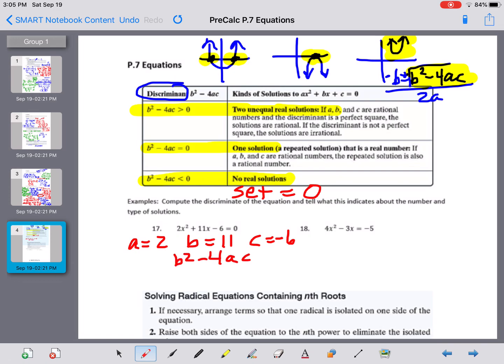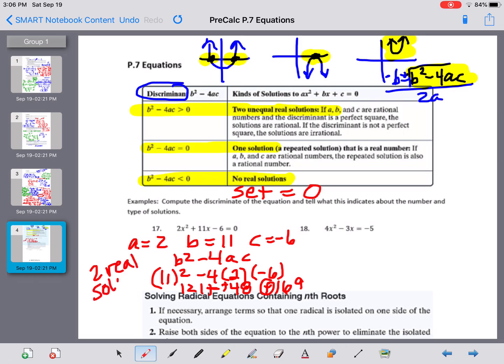I'm not going to do the whole thing. So I get 11 squared minus 4 times the A of 2 times the C of negative 6. 121 minus, and 4 times 2 is 8 times 6 is 48, and it's a negative 48. Well, I can tell already, and I'm going to be honest, the number itself doesn't matter. I just know my number is positive, okay? I think it's positive 169. That means I should be able to get 2 real solutions to this equation, okay?